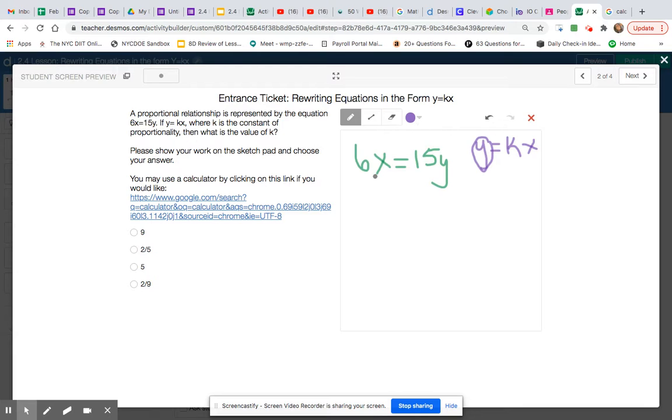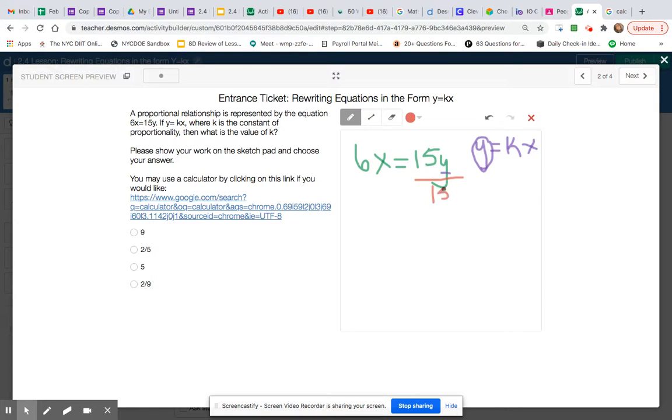If you look at this equation that we have, 6x equals 15y, it looks very similar to the form y equals kx, but notice that the y is not by itself. There's a coefficient of 15. In order for us to find the constant of proportionality given an equation, y has to be by itself. So whatever the coefficient is that's next to the y, you need to divide both sides of our equation by that coefficient. So in this case, it's 15.